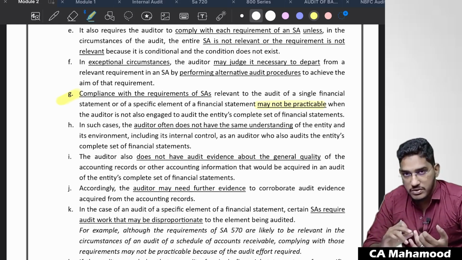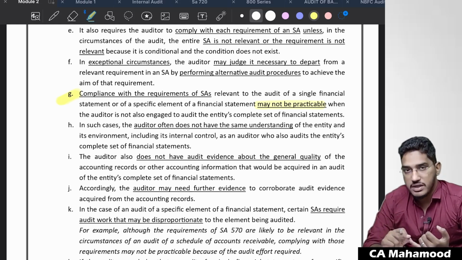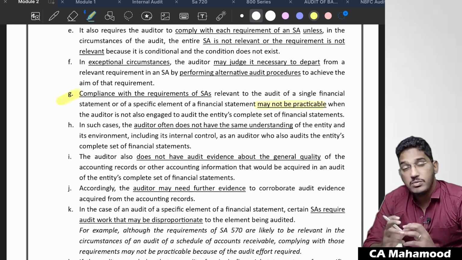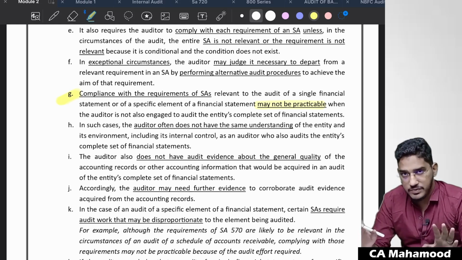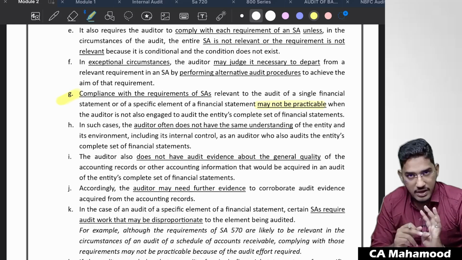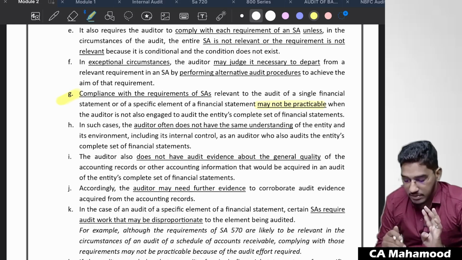In case you are the person who is conducting the audit of only a single financial statement and you are not the person who is conducting the audit of the complete set of financial statements, then you might face a problem that you might not be able to comply with all the standards. In those cases, it becomes impracticable.